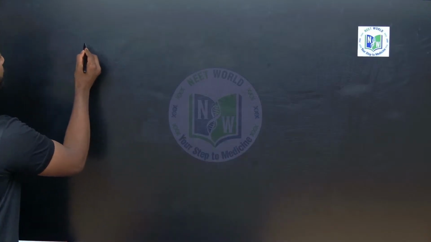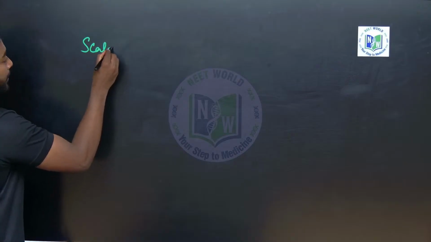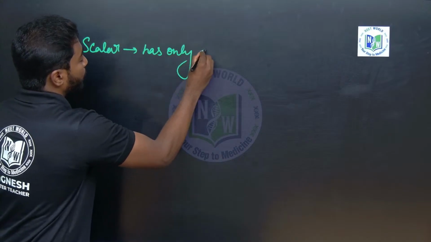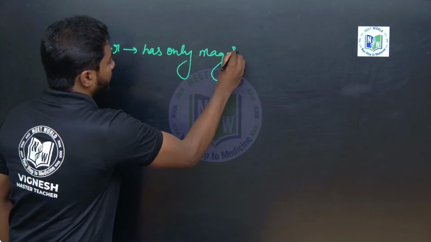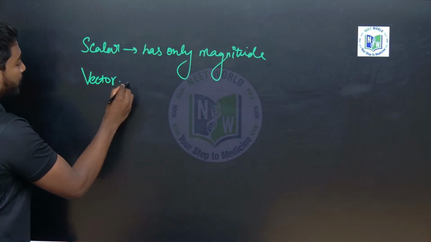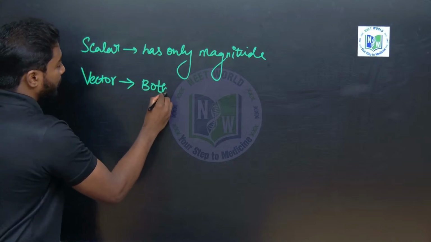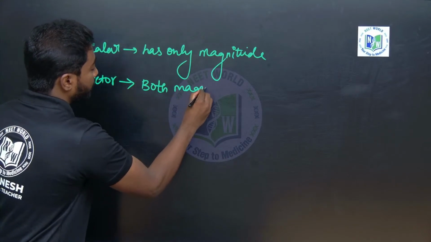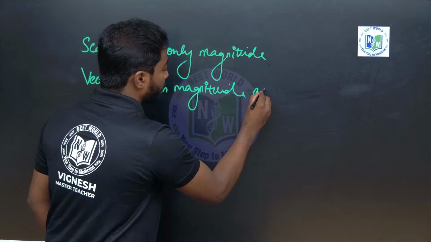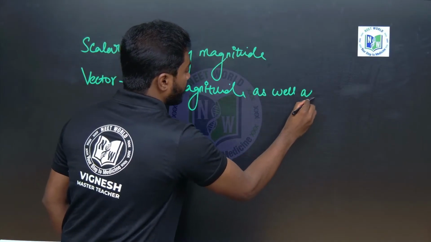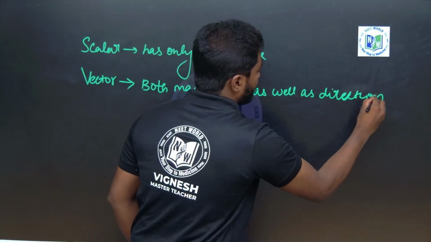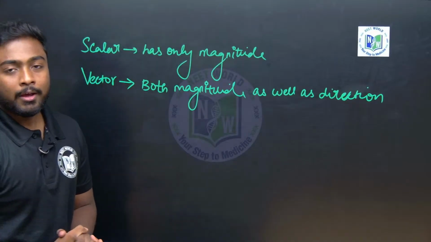Scalar has only magnitude, whereas vector has both magnitude as well as direction. This is what we discussed in the last video.